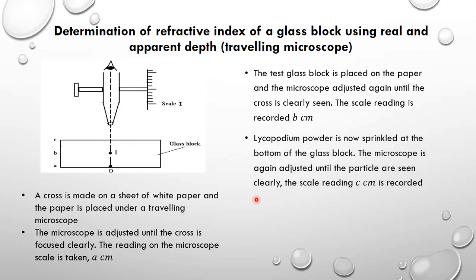Then after that, we are going to calculate the refractive index from the formula N is equal to C minus A divided by C minus B.